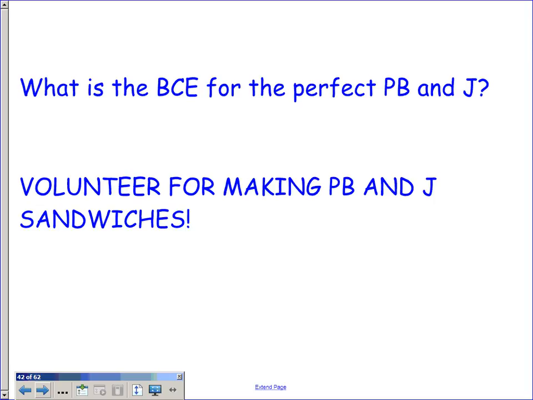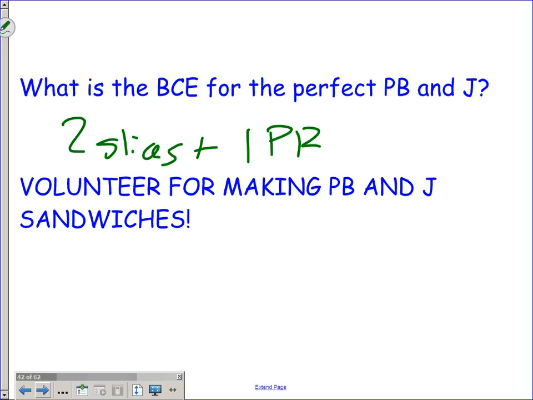I need you guys to quickly tell him how to make the perfect peanut butter and jelly sandwich. He needs a recipe, basically. So how much bread does he need? Two slices of bread. This is important. And just one serving of peanut butter, and one serving of jelly, and that's going to make happiness in a sandwich. One sandwich. All right, Caleb, you got this?